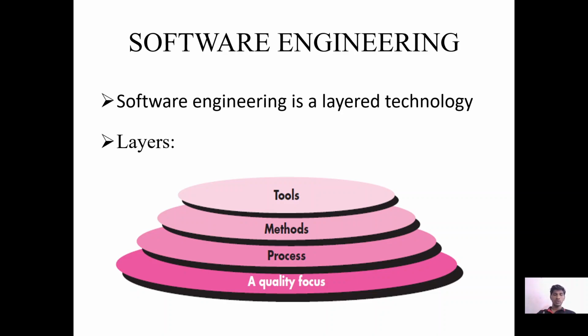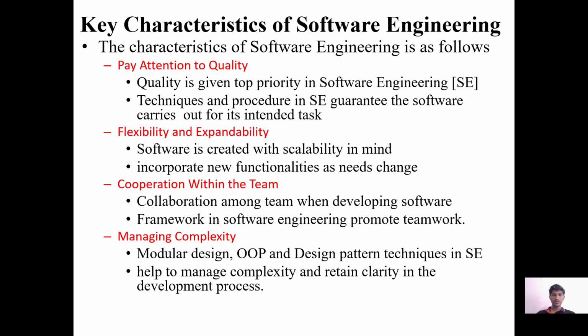Next is tools, to provide automated or semi-automated support for the process and the methods. So the below two layers are supported by the tools. These tools will be involved in development of the software. A system for the support of software development, sometimes called computer aided software engineering, is a kind of tool which is used for development of softwares. Next is key characteristics of software engineering.